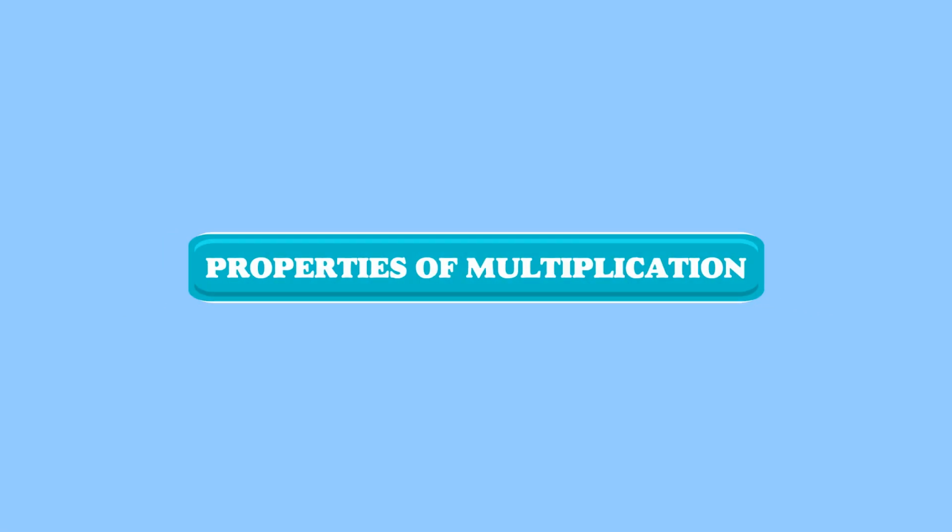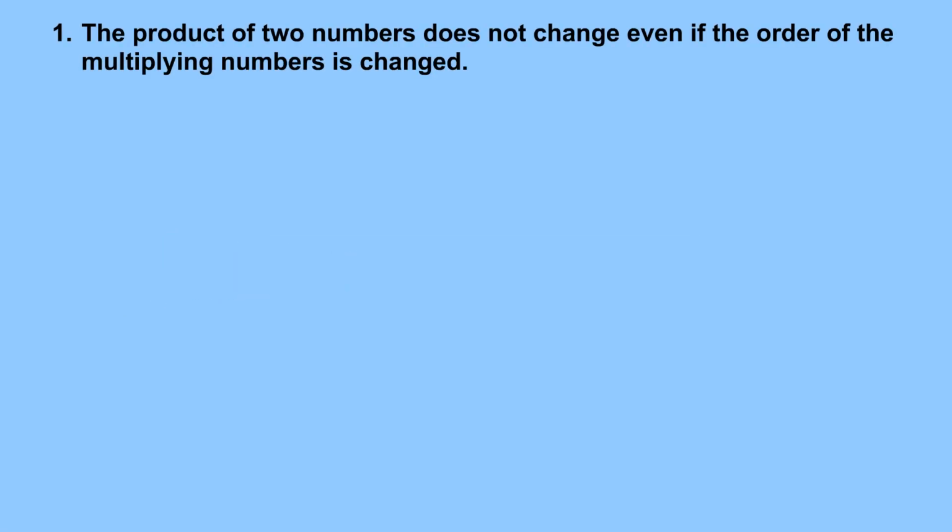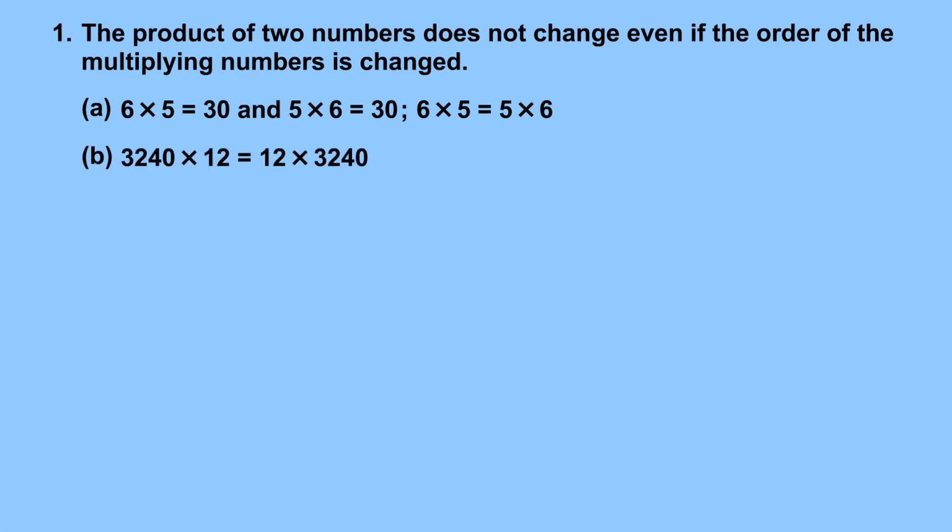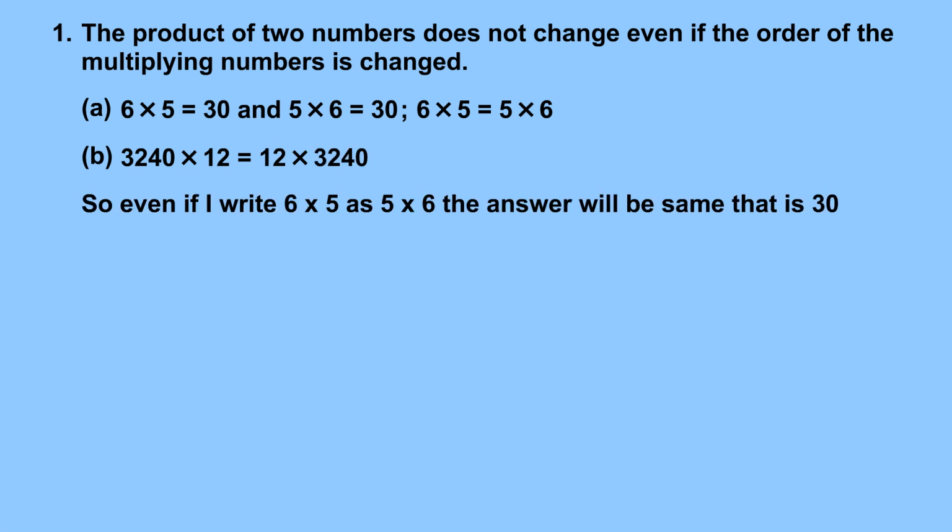Properties of multiplication. The product of two numbers does not change even if the order of the multiplying numbers is changed. A. 6 times 5 equals 30 and 5 times 6 equals 30. 6 times 5 equals 5 times 6. B. 3240 times 12 equals 12 times 3240. So even if I write 6 times 5 as 5 times 6, the answer will be the same, that is 30.